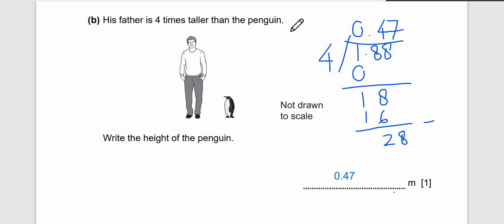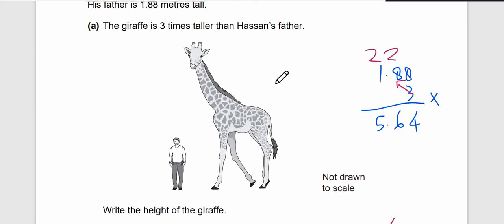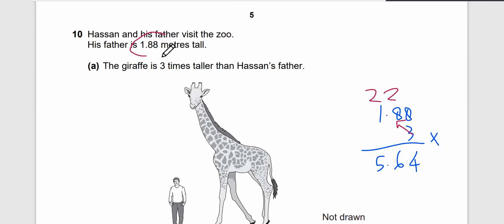Alright, let's check out the answer, guys. So it's 0.47. So father is 4 times taller. To get the height of the penguin, we divide 1.88 by 4. 1.88 is the father's height. So we still take the data from number 10 here.